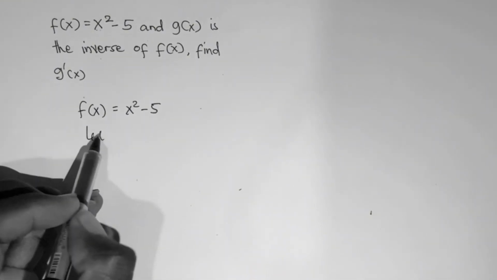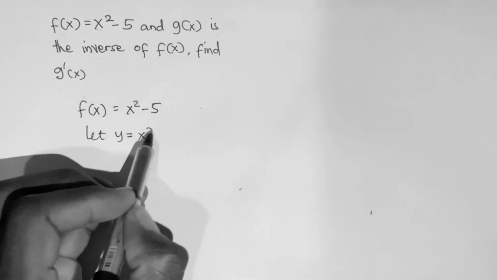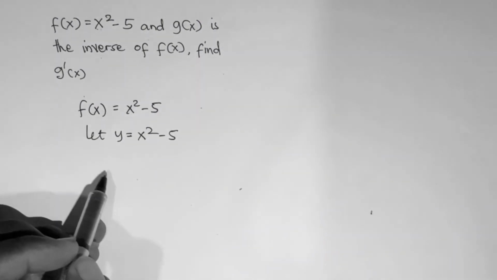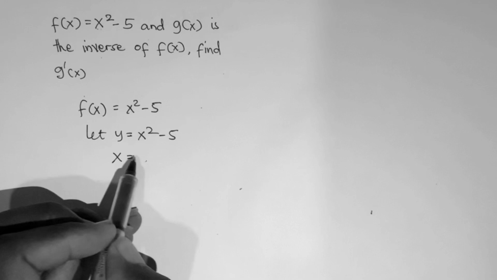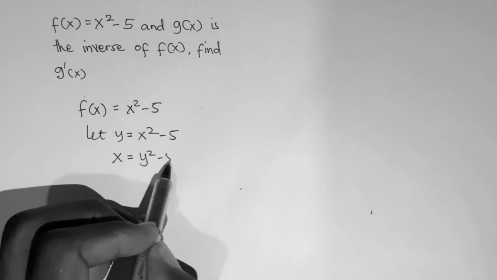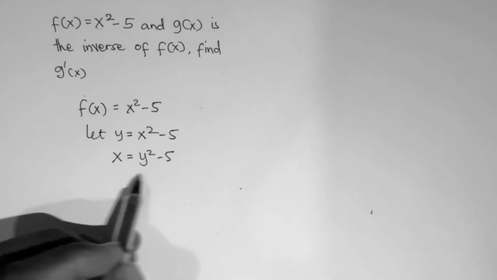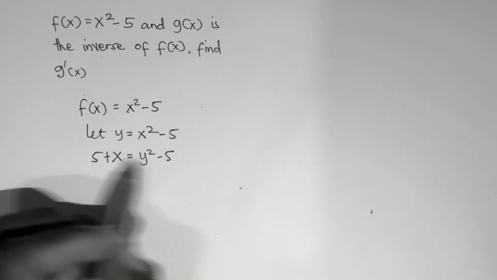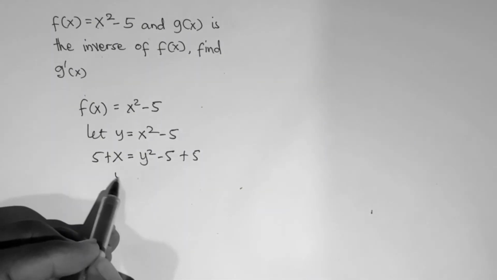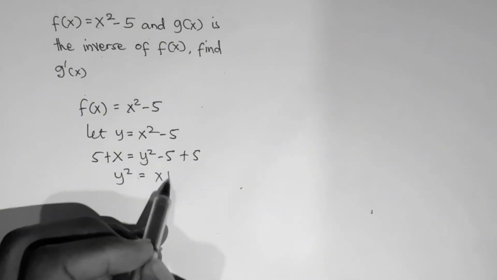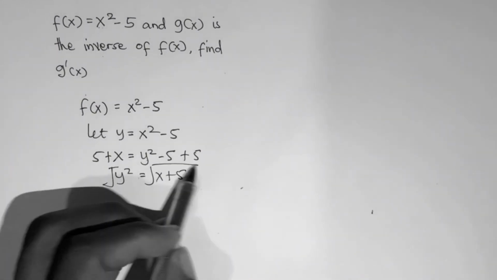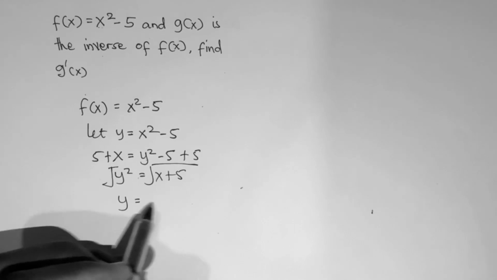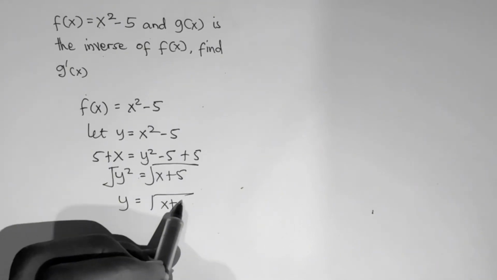So let's let y be equal to x squared minus 5. So we exchange y and x. So x is equal to y squared minus 5. So therefore, if we add 5 to both sides, we find out that y squared is equal to x plus 5. And then if we find the square root on both sides, we find out that y is equal to square root of x plus 5.